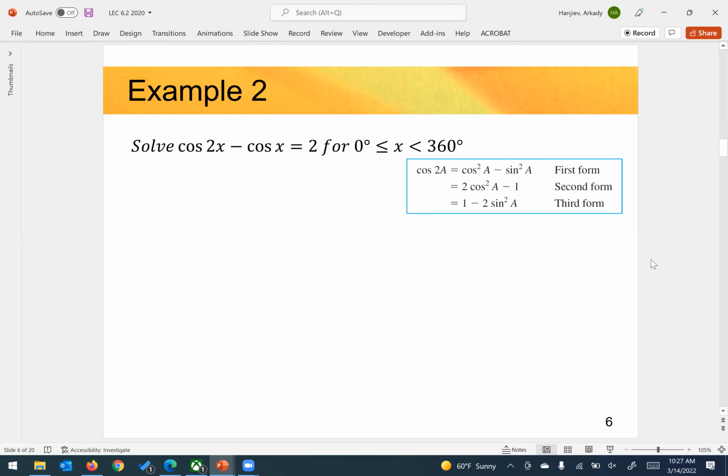Before we think about this, remember the double angle formula for cosine, cosine 2 theta, has 3 different forms. Which form do you think we should use? I think I agree with Isabel. Let's go with the one that actually has only cosine inside it. Otherwise, we're going to have to use the sine stuff.